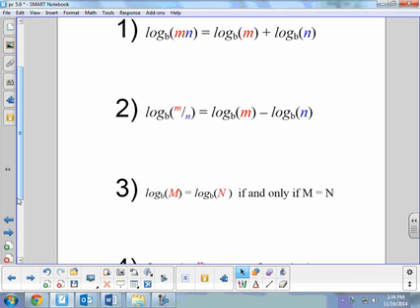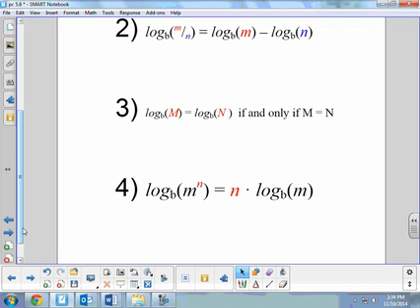On the third one, I've got log base b of m equals log base b of n. What that one is saying is if I've got two logs that are set equal to each other and they have the same base, then what I'm taking the log of also has to be true. So m has to equal n.